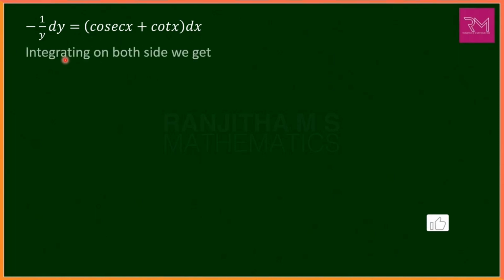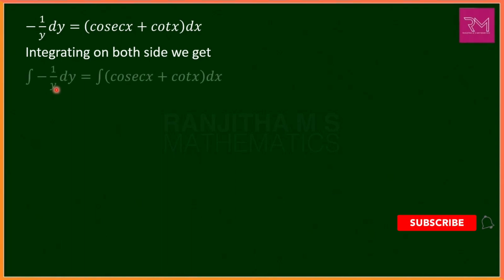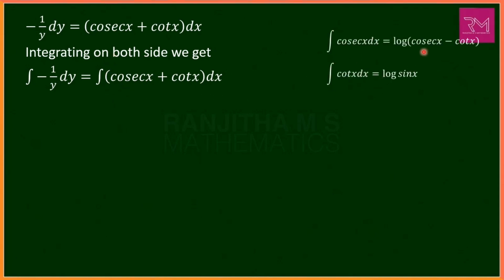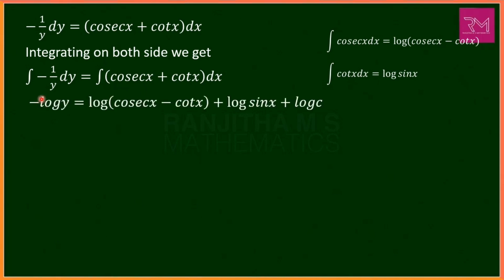Next step, we have to integrate on both sides of the equation. We get integration of minus 1 by y into dy, which is equal to integration of cosecant x plus cot x into dx. Here we know that we can take the minus sign outside the integration. Here integration of cosecant x dx and integration of cot x are these. Substituting these values, we get minus integration of 1 by y dy is log y, which is equal to integration of cosecant x, which is log of cosecant x minus cot x, plus integration of cot x, which is log of sin x, plus some integration constant log c.